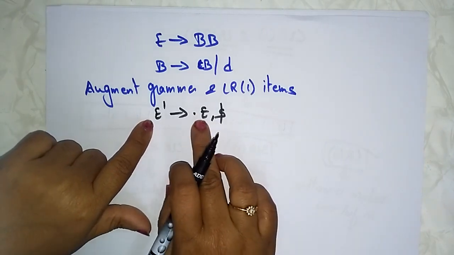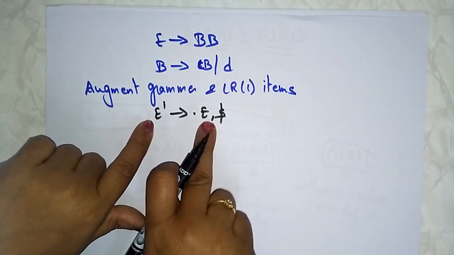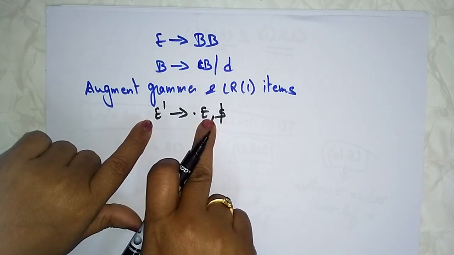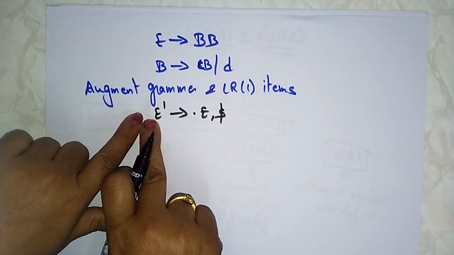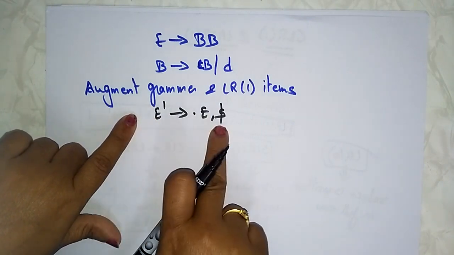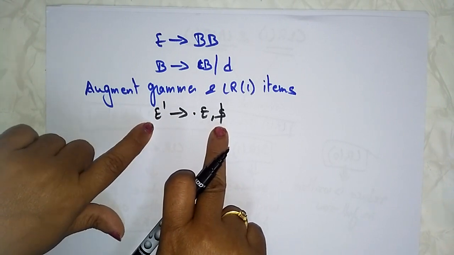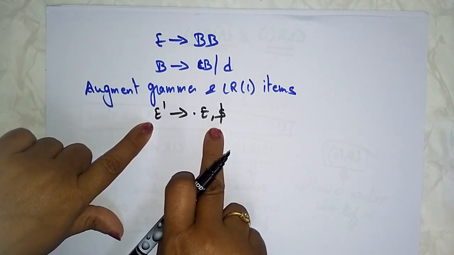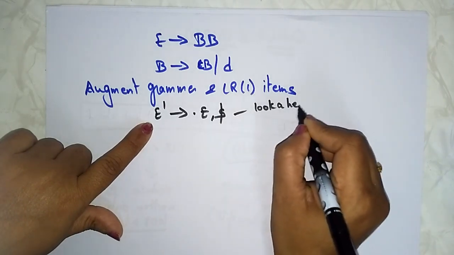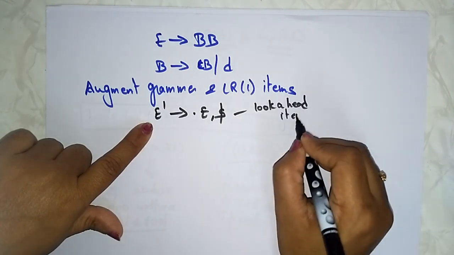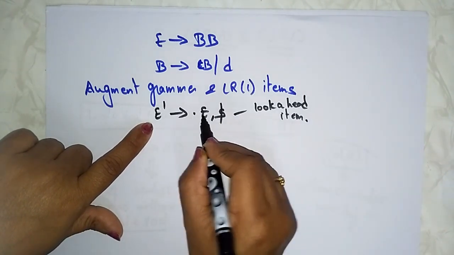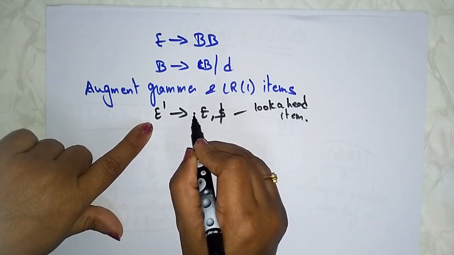why am I adding the dollar? Because you need to check: after E there is no more production and no more non-terminal. If there is no non-terminal, you have to go to the left-hand side, and what follows E' is empty, that is the dollar. So you need to write that dollar here. This is a look ahead item.